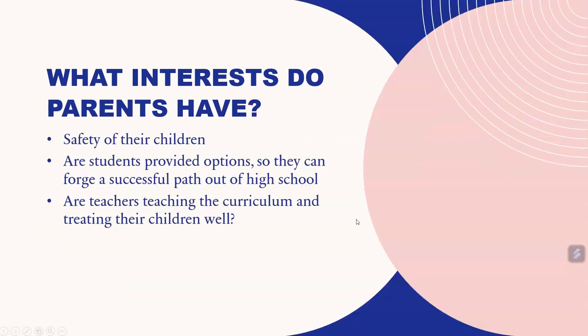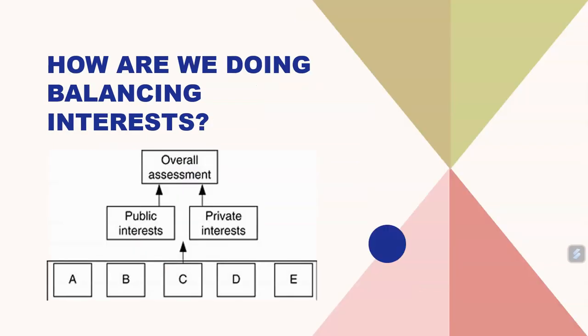Now, parents, what are their interests? Safety of their children. Are students provided options so they can forge a successful path out of high school? Are teachers teaching the curriculum correctly, and are they treating their children well? So, if you look at these six groups, again, these interests, are they mutual or are they conflicting? I don't know. I'll let you figure that one out.